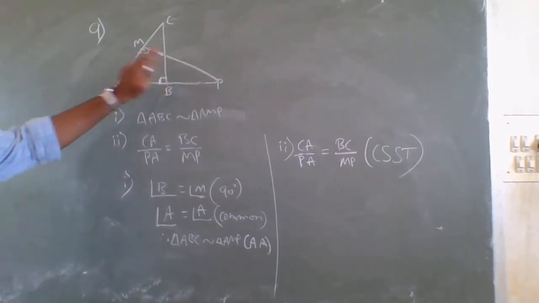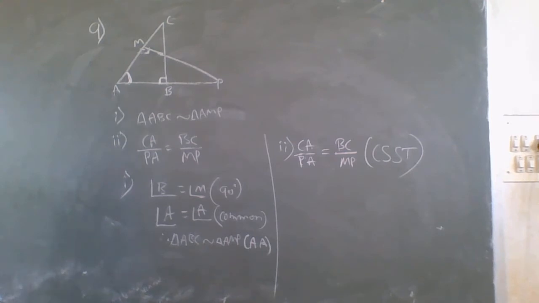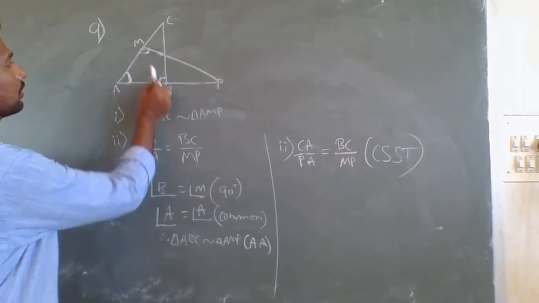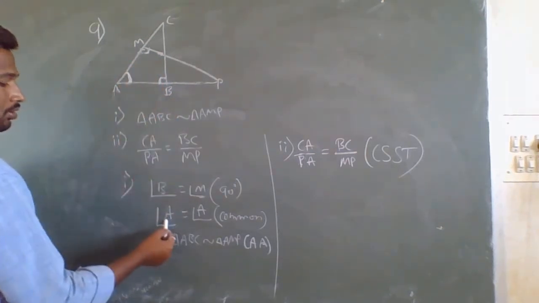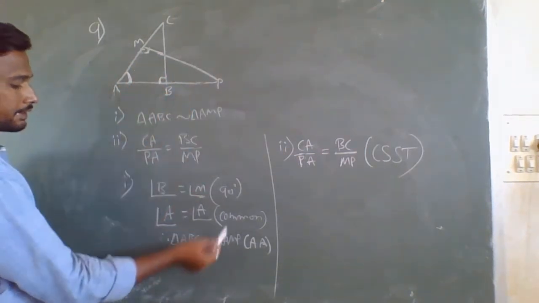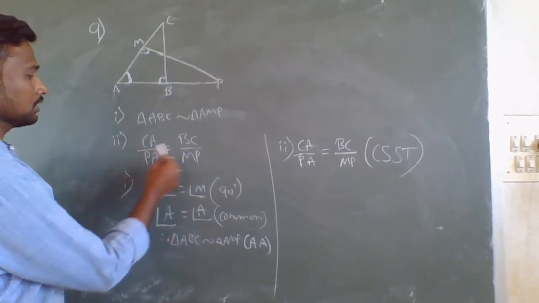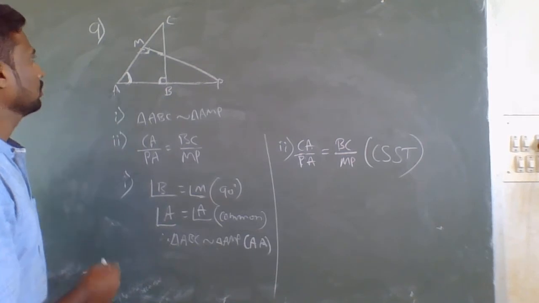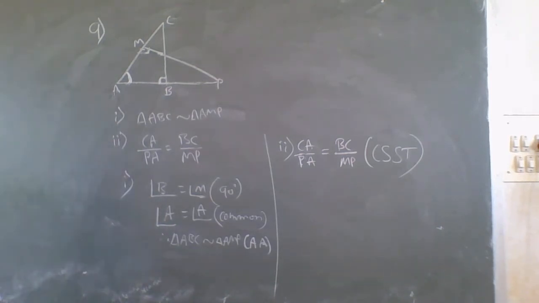These two are right angle triangles. Therefore we can directly write that these two angles are equal and angle A is common. Therefore these two triangles are similar. Therefore these corresponding sides are also in proportion. Now I will move to the 10th problem.